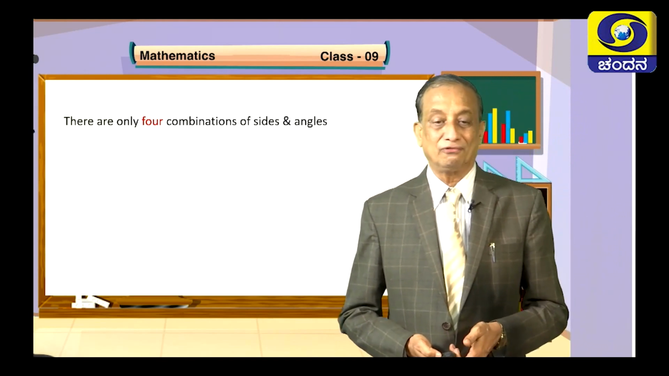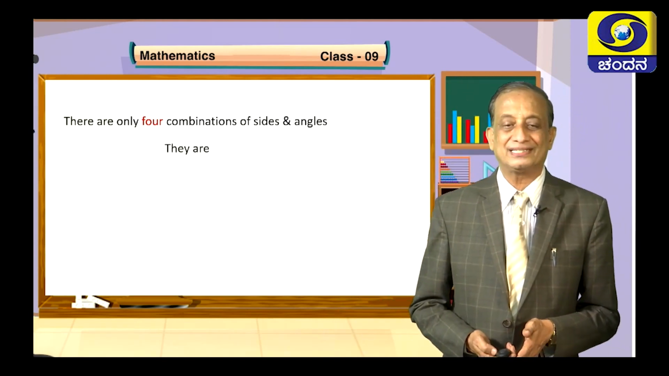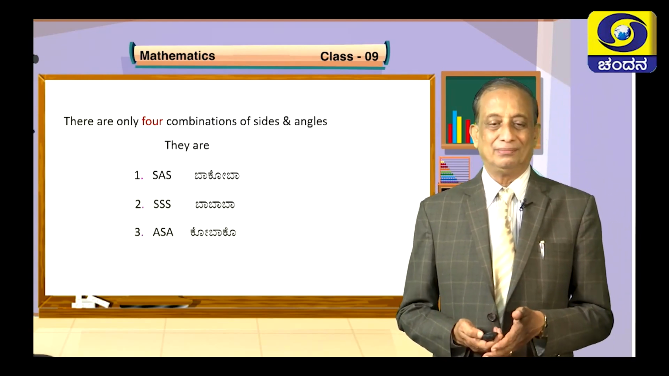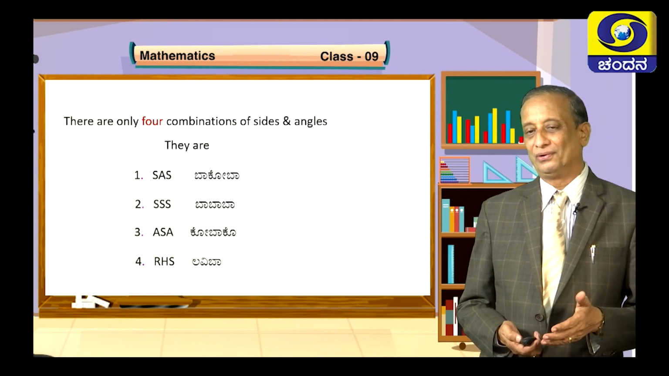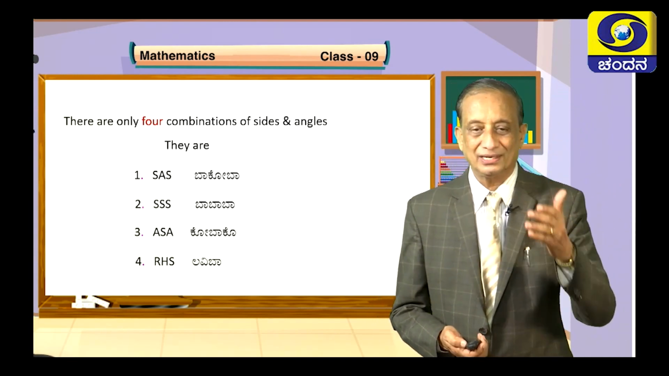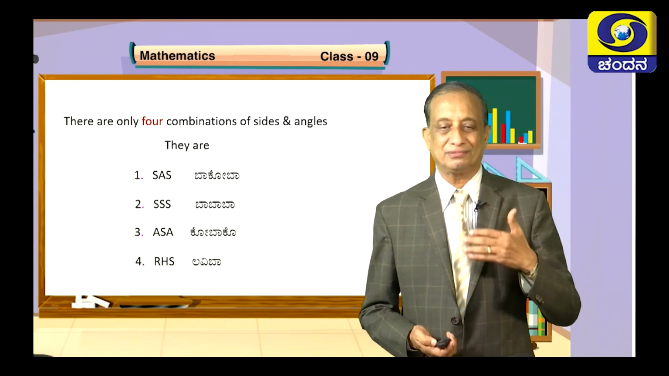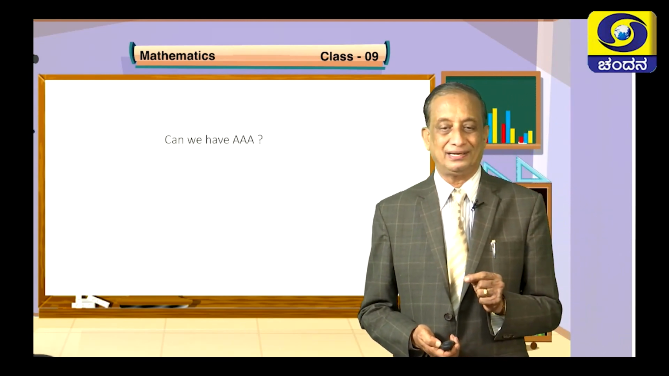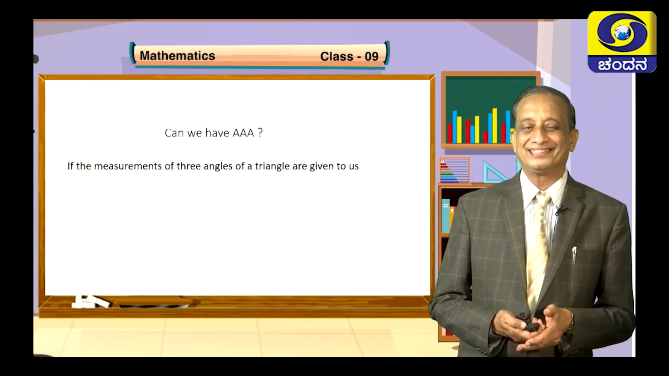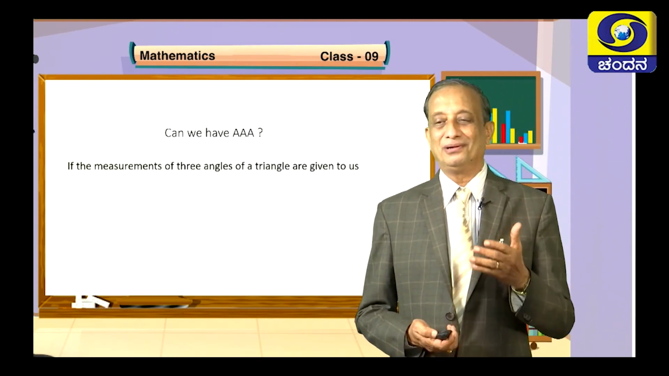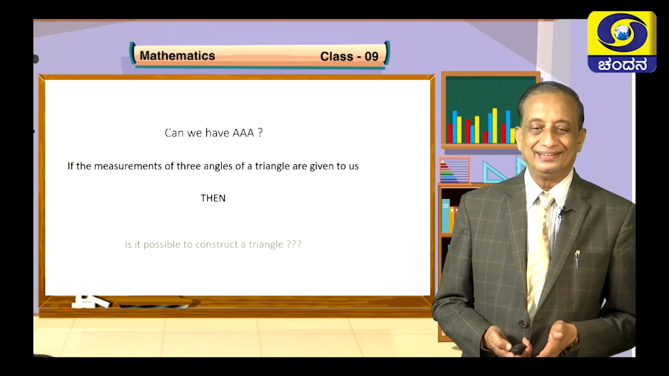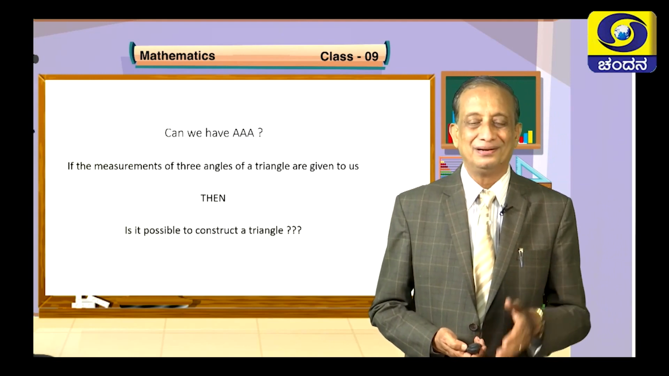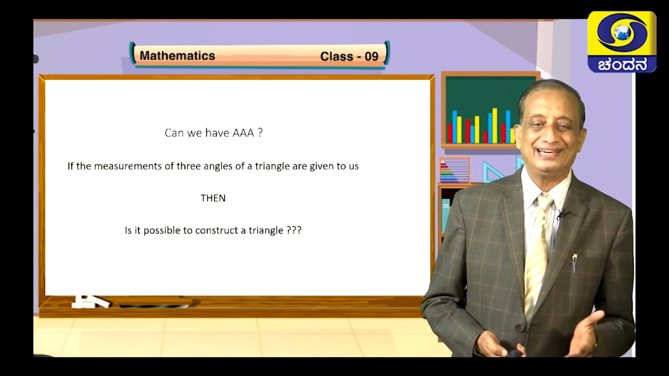Okay, so there are only 4 combinations of sides and angles. They are number 1 SAS, number 2 SSS, number 3 ASA, number 4 RHS. These are the only possible combinations of sides and angles by which we can construct a unique triangle. Can we have a criterion, children? If the measurements of all the 3 angles are given to us, then it is definitely not possible to construct a triangle at all. So we cannot have a criterion like that.